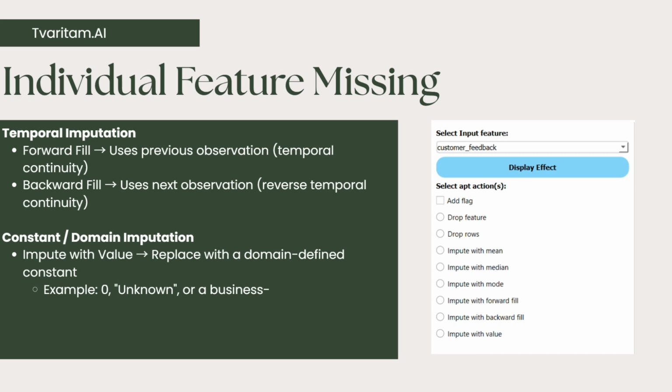Now, an important thing to note about the flag is when you add a missing flag, whether for an individual feature or for simultaneously missing features, you should not drop the corresponding rows. If the rows with missing values are dropped, the flag column will no longer carry meaningful information because the rows that contain the missing values will already be removed. So that will make the flag irrelevant. You can use the flag along with other features like imputation. So add a flag and impute. But if you add a flag and drop the row, that will make the flag irrelevant.